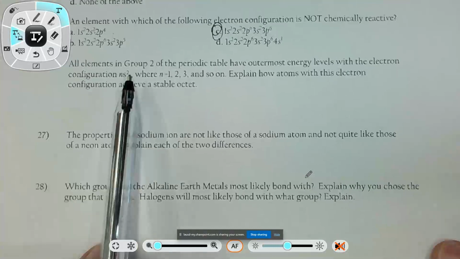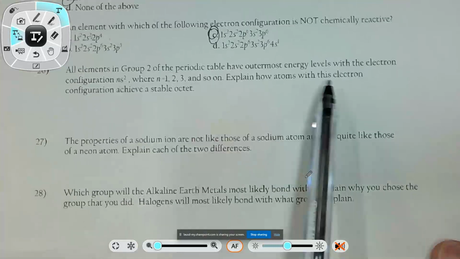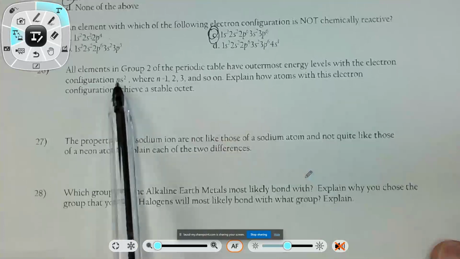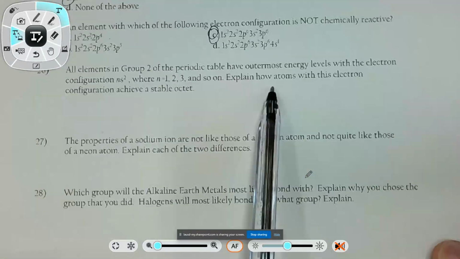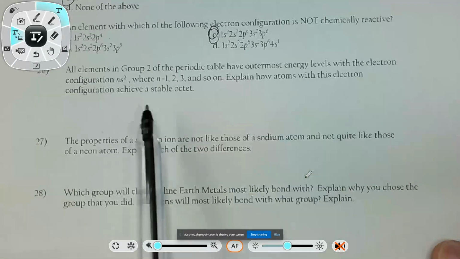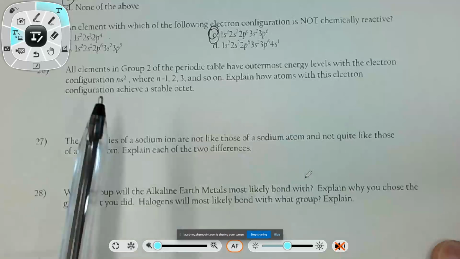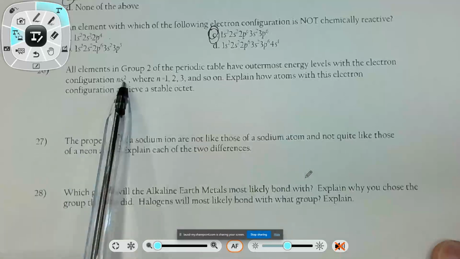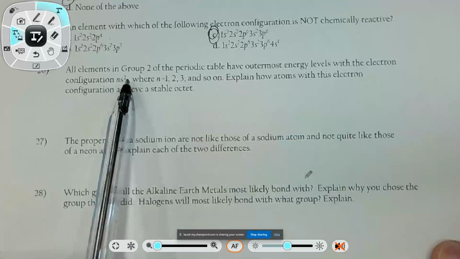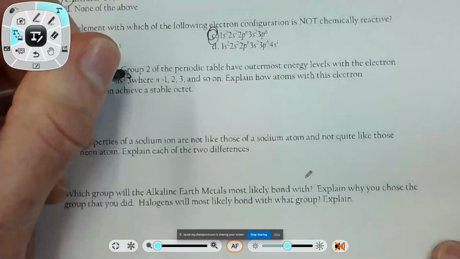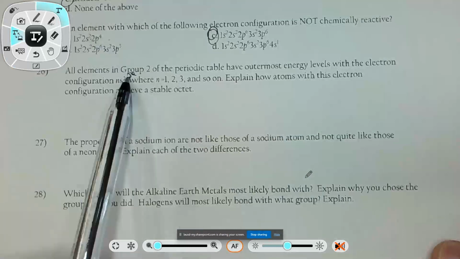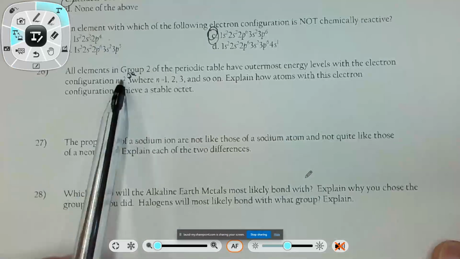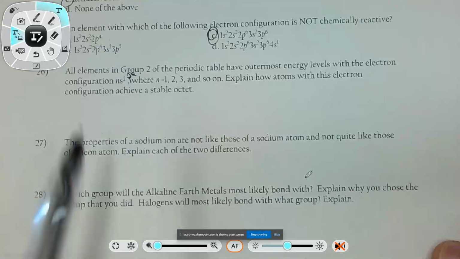All elements in group 2 on the periodic table have outermost energy levels with the electron configuration NS2, where N is 1, 2, 3, 4, and so on. Explain how atoms with this electron configuration achieve a stable octet. So here we have S2, but we have P0. If we were to write out the P afterwards, we have 0 in there. So it needs to fill this P in order to get stable, but that's a lot of electrons to gain. So what it does is simply gives away these 2 electrons. So it will lose these 2.